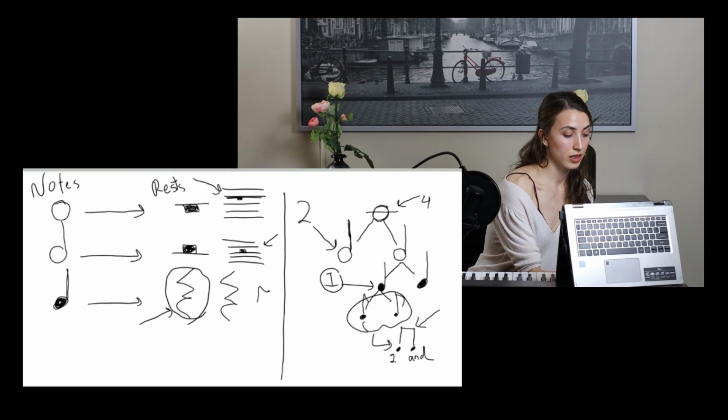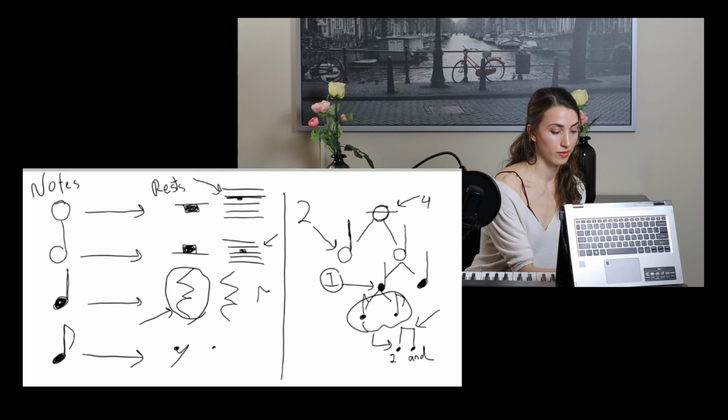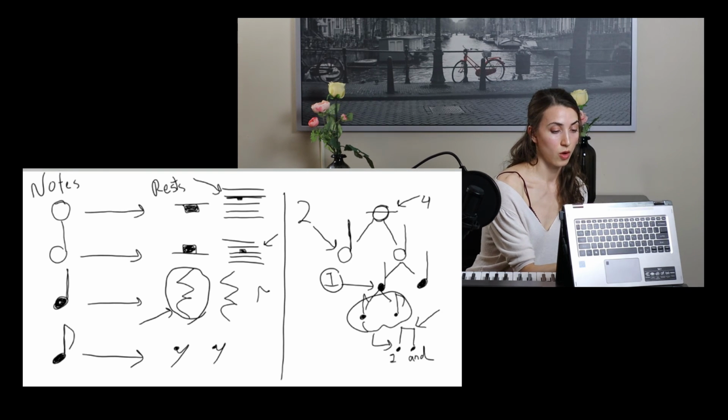Last but not least, we have the quaver or the 8th note, and its rest looks like that. Just like that. So yeah, this is the whole rest, 4-beat rest, 2-beat rest, 1-beat rest, and this is the half-beat rest. So 2 of them equals 1.